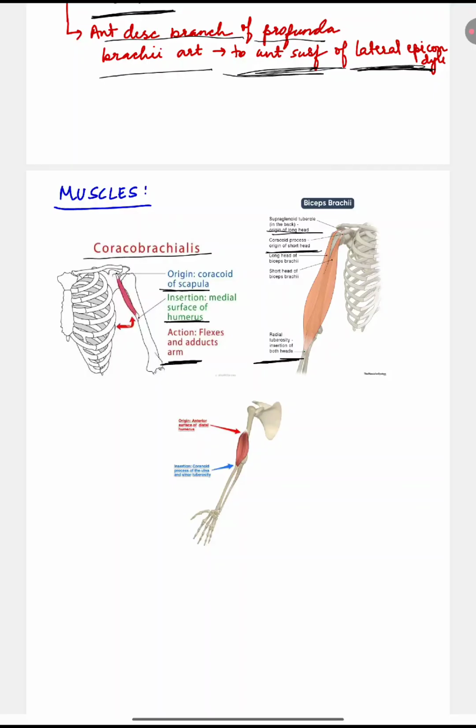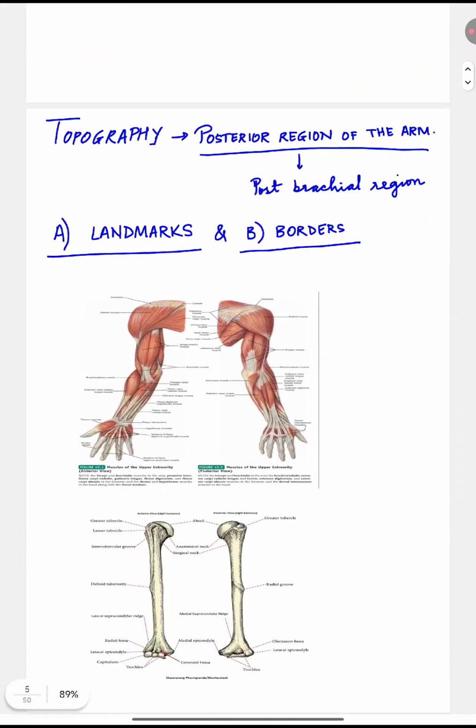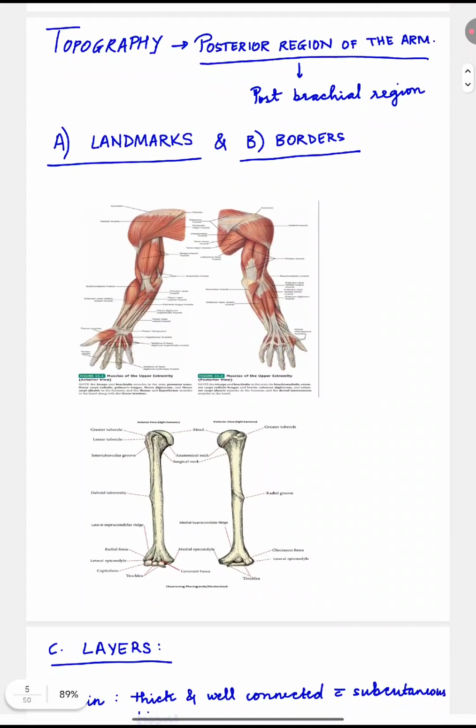Fine. Next is the brachialis muscle. Brachialis muscle origin is the anterior surface of the distal humerus, and insertion is the coronoid process of the ulna and ulnar tuberosity. This was about the anterior region of the arm. Now, next is the posterior region of the arm, which is also called the posterior brachial region. Now, what are the landmarks?